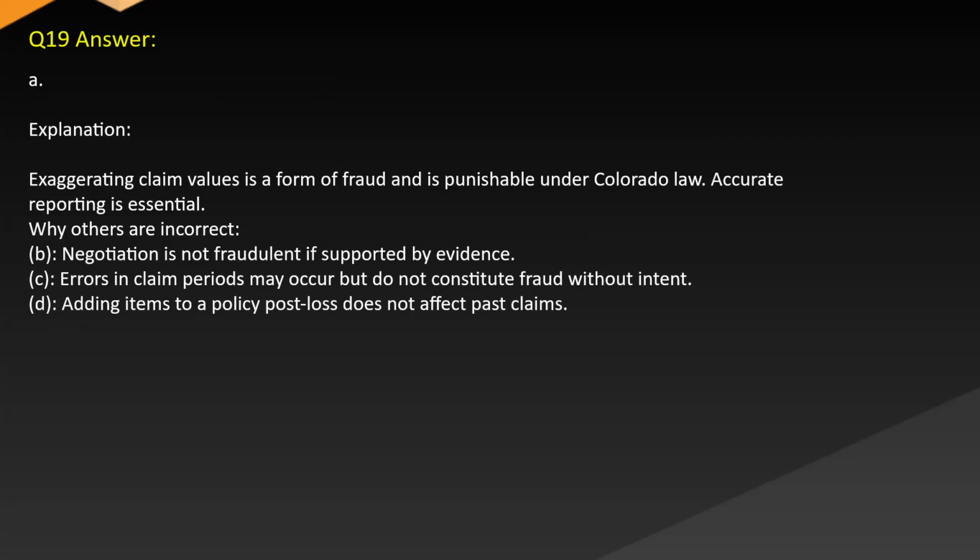Answer: A. Explanation. Exaggerating claim values is a form of fraud and is punishable under Colorado law. Accurate reporting is essential. While others are incorrect. B. Negotiation is not fraudulent if supported by evidence. C. Errors in claim periods may occur but do not constitute fraud without intent. D. Adding items to a policy post-loss does not affect past claims.